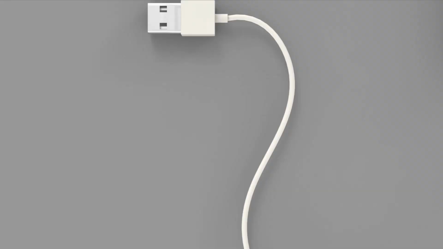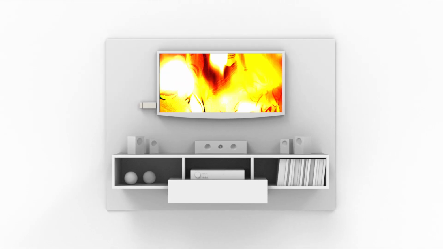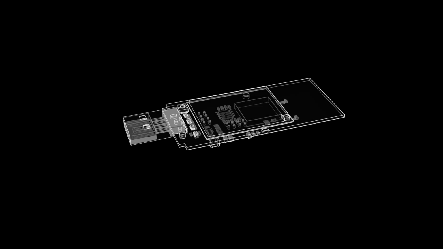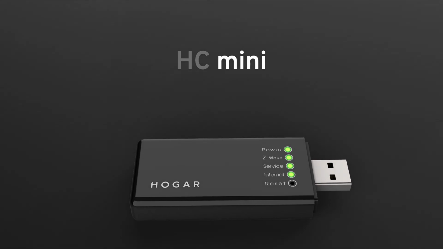This is a USB. You can do a million things with it. You can charge your phone with it, listen to music, binge watch a bunch of movies, or store a whole lot of cat gifs. What if you could control your entire home with it? Meet the HC Mini, the heart of a smart home.